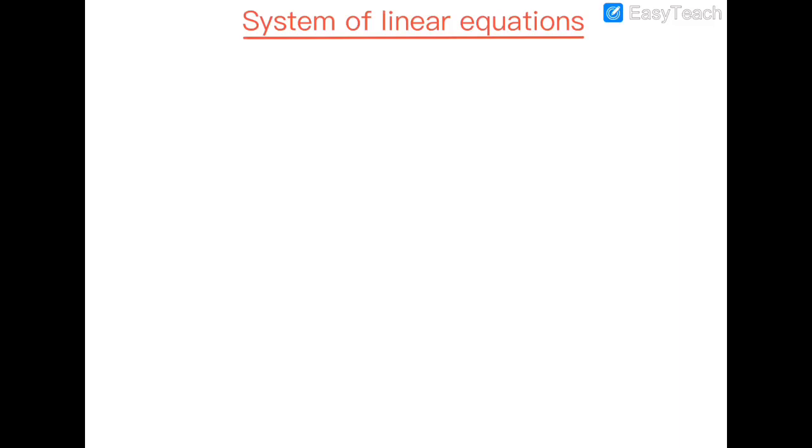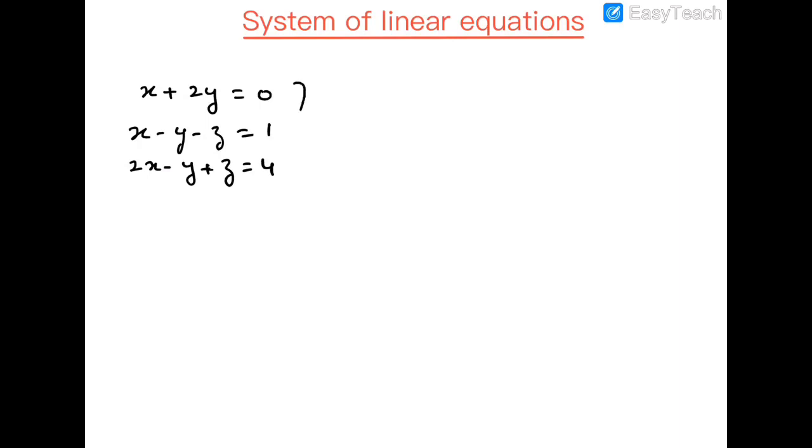A system of linear equations is a collection of two or more linear equations with two or more variables, like x plus 2y equals 0, x minus y minus z equals 1, 2x minus y plus z equals 4, and all of these equations are linear equations in standard form.